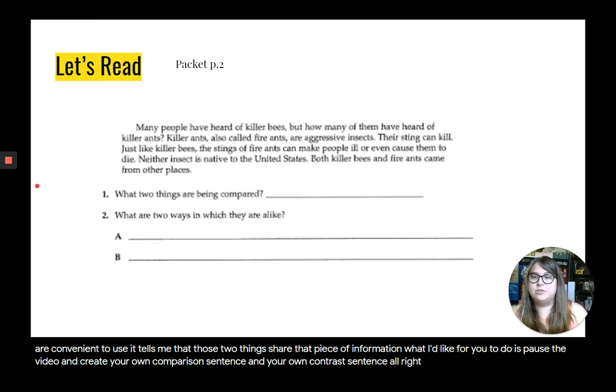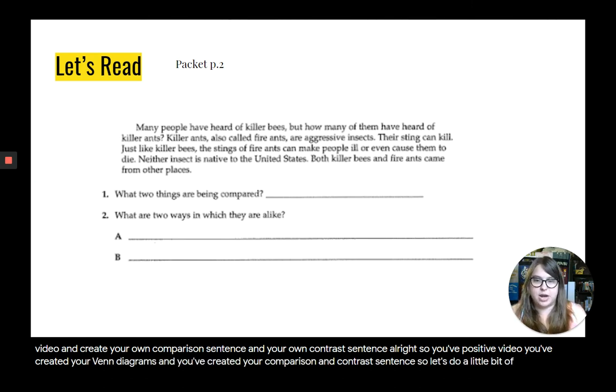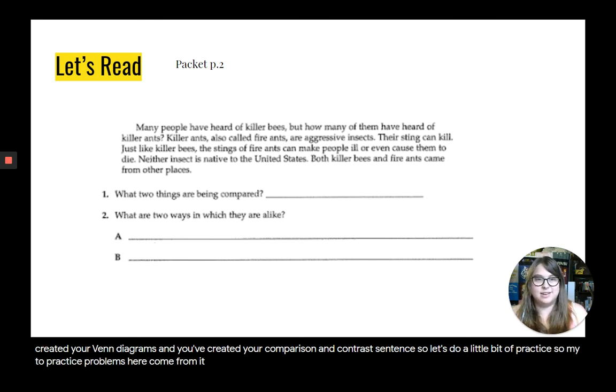All right, so you've paused the video, you've created your Venn diagrams, and you've created your comparison and contrast sentence. So let's do a little bit of practice. My two practice problems here come from inside of the packet. No matter where you do your homework, you'll see these two practice problems together.